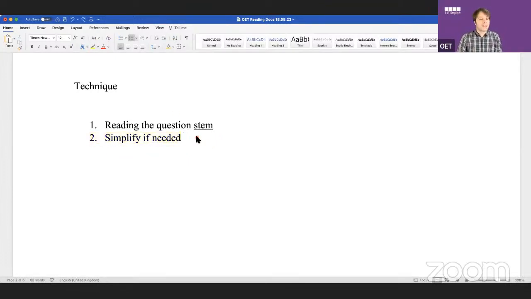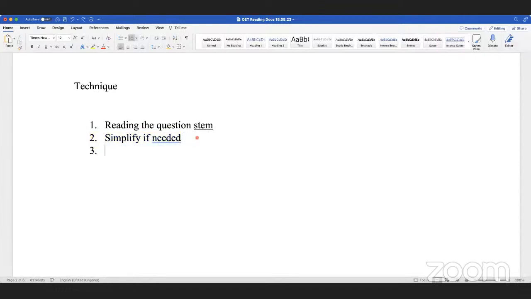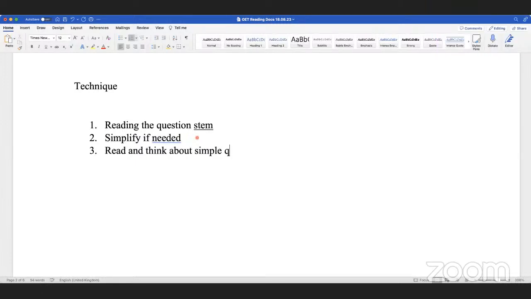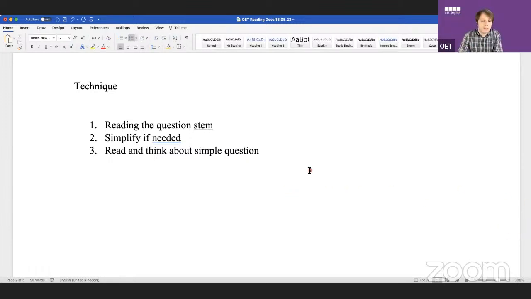Next step. What's the next step? Read the text. Think about the simple question. Right? So you're reading the text with a simple question in mind. It's much better technique than anything else, really. So read the question stem, simplify if needed, read and think about simple questions. So read text. What do we do next, please?